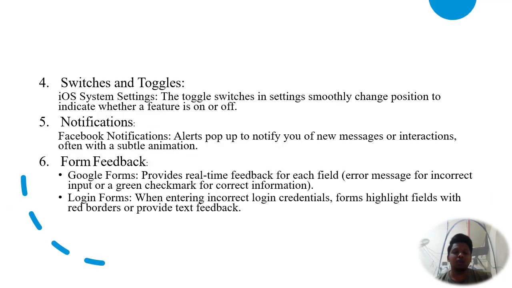Next is switches or toggles. iOS system settings: the toggle switch in settings smoothly changes position to indicate whether the feature is on or off. Notifications, this is the fifth one. Facebook alerts with a pop-up notification of a new message, with an animation. Form feedback: Google Forms or login forms. Google Forms is mainly used for real-time feedback for each field, with error messages for incorrect inputs and green check marks for correct information. Login forms, where entering incorrect login credentials.